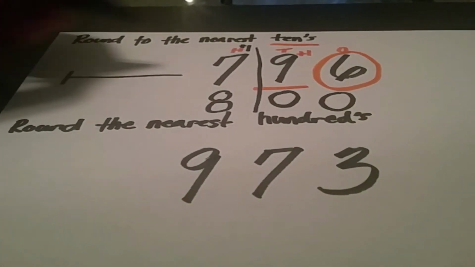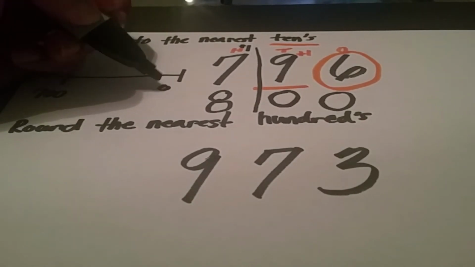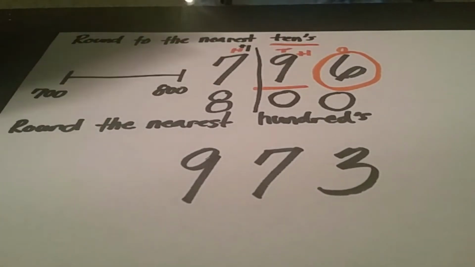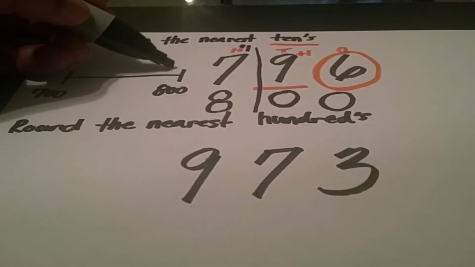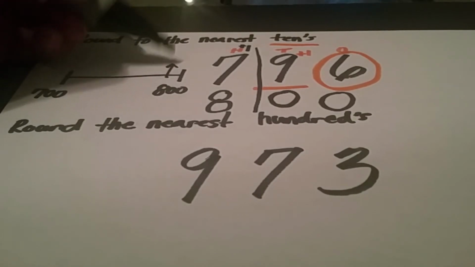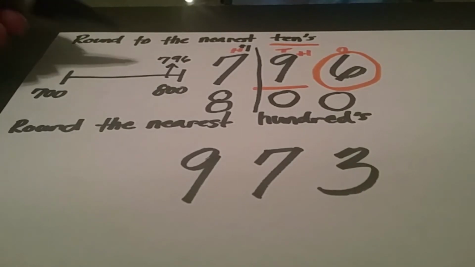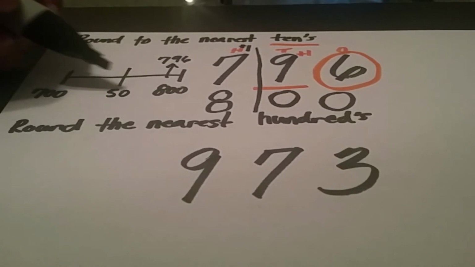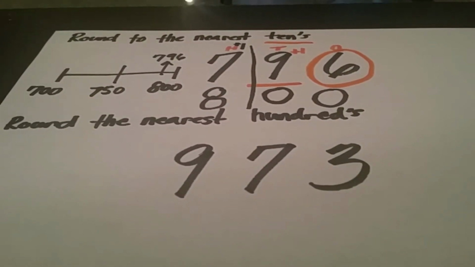If we were looking on a number line, this could be simple because if we had 700 and 800, we know that 796 will be closer to what? 700 or 800? You're correct. It will be closer to 800. So number lines are good too to help you with rounding. Always remember, in between hundreds, the middle is always going to be a 50. So that would be 750. That helps you too. So let's look at the next one.